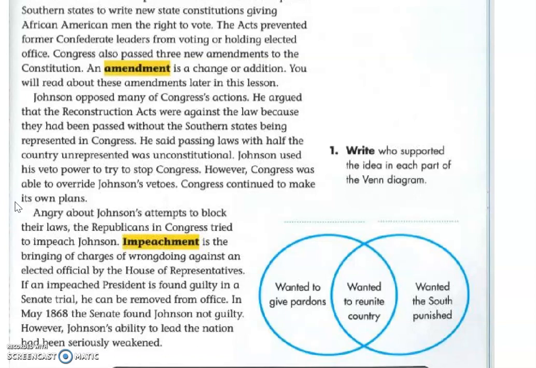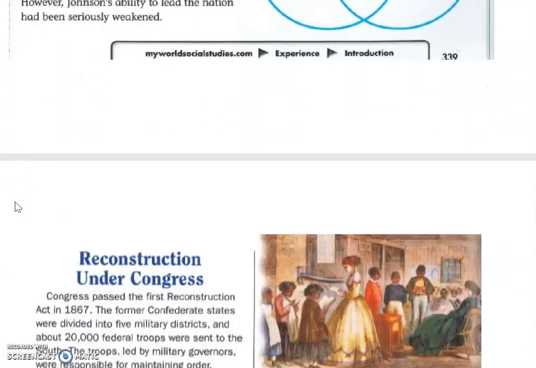So, write who supported the idea in each part of the Venn diagram. So think about who wanted to give pardons, who wanted the South to be punished, but they both wanted to reunite the country. Johnson wanted to give pardons, and Congress wanted the South to be punished. Now let's look at the Scott Foresman text.